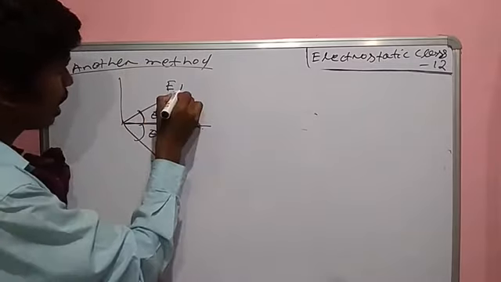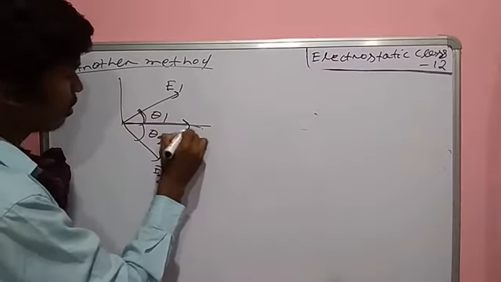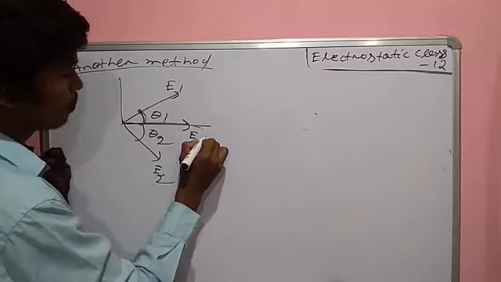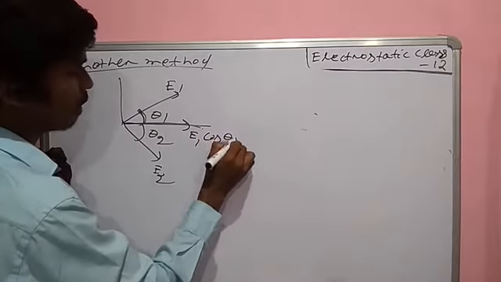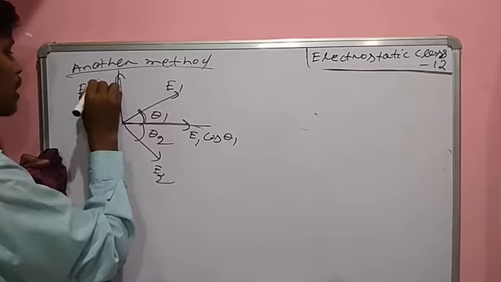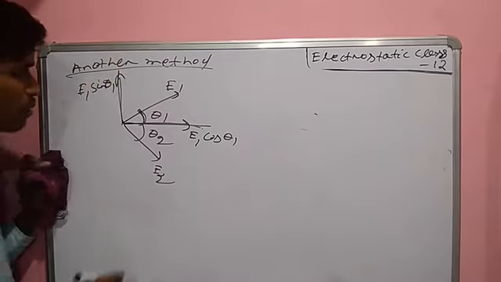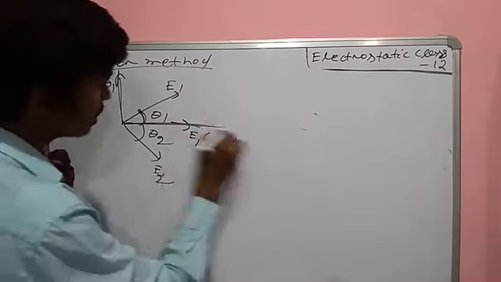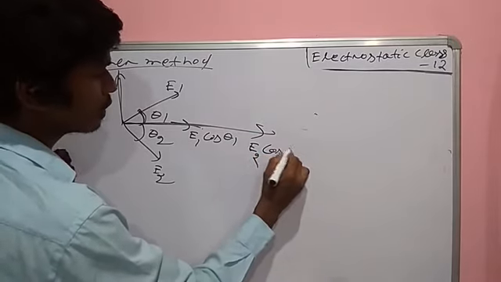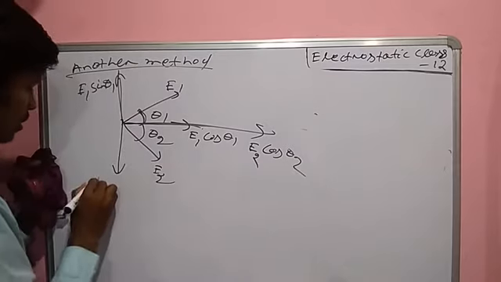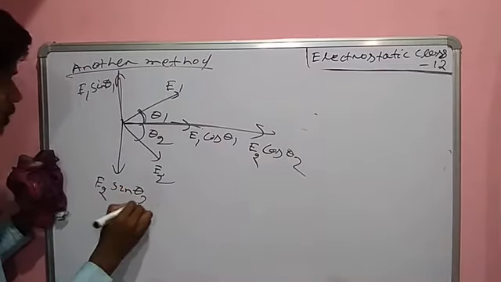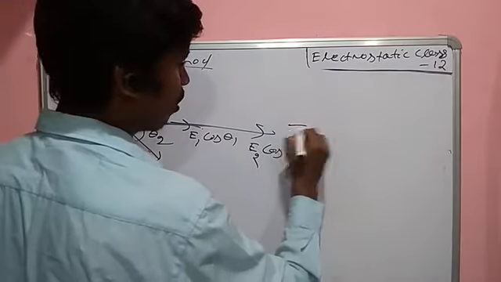That means E1 makes angle theta 1. This side is E1 cos theta 1. This vertical line is E1 sin theta 1. Similarly, E2 is here. That means along this line due to E2 is E2 cos theta 2, and this line is E2 sin theta 2.